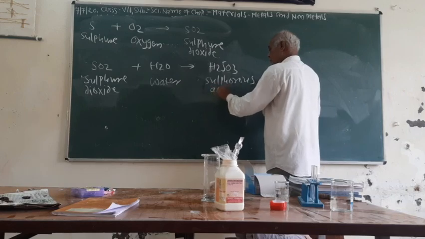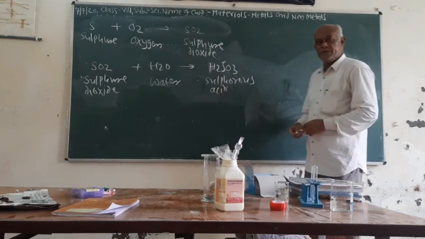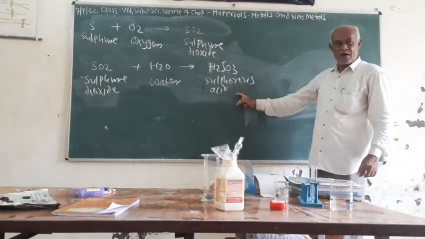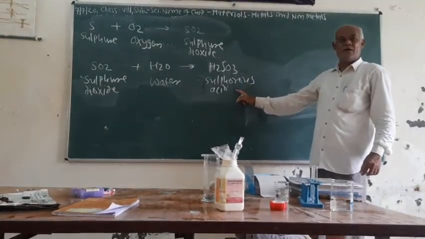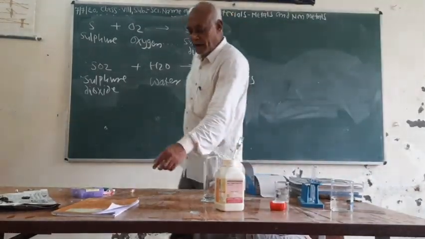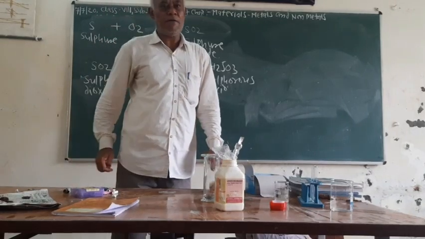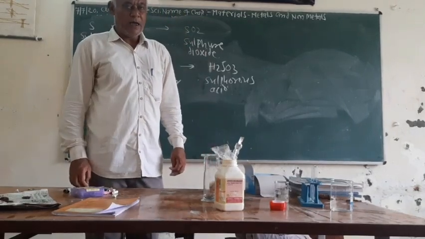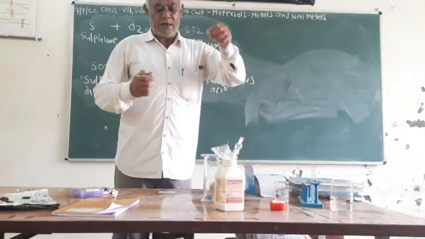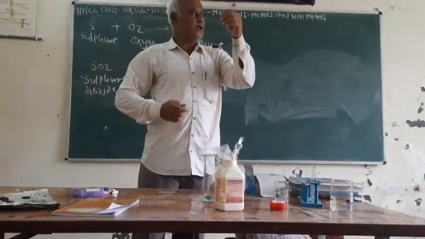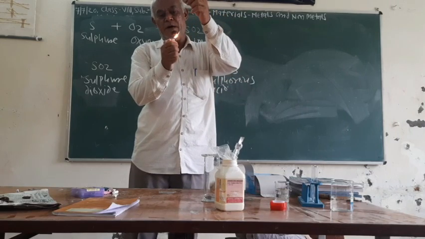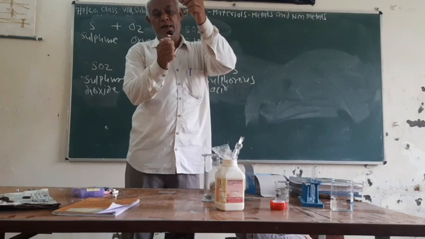Sulfurous acid. The name suggests it is an acid. It means that it turns blue litmus paper into red in color. To understand whether the chemical nature of sulfur oxide is basic, first we heat the sulfur powder in a deflagrating spoon.